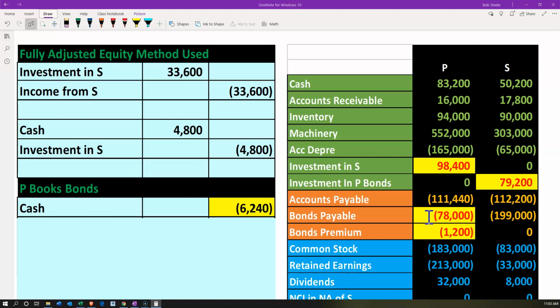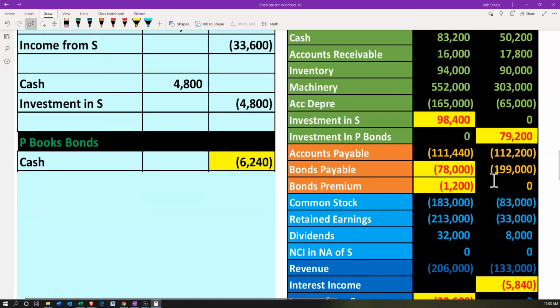So they have a liability on the books at the $78,000, and they have this premium because they got more money than the face amount of the bonds, the $1,200 here. And then on S's side, they have an investment, basically an asset of the bonds, of the $79,200. So these are going to be items we're going to have to reverse, and we want to think about what happened during this time period related to the bonds.